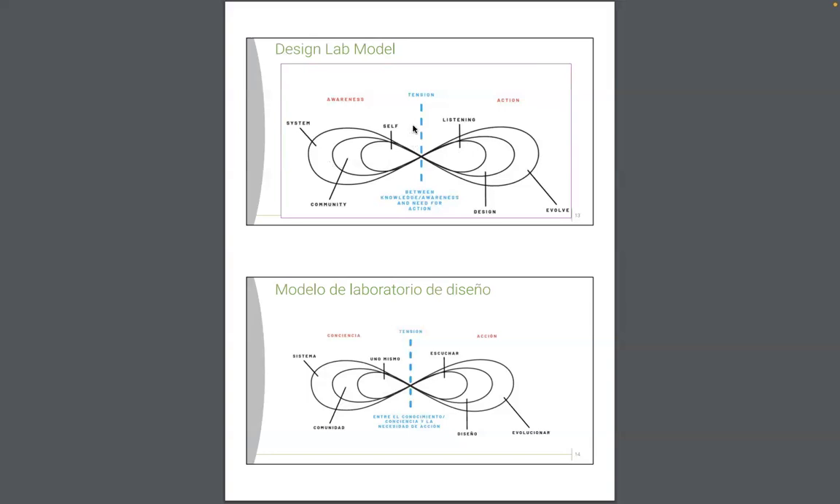You'll notice this tension line down here in the middle. It's because all of these loops sit in tension with each other. A lot of times what you're hearing from community is in tension with how the system is operating. It might be in tension from how your team is operating, and adjustments might need to be made.